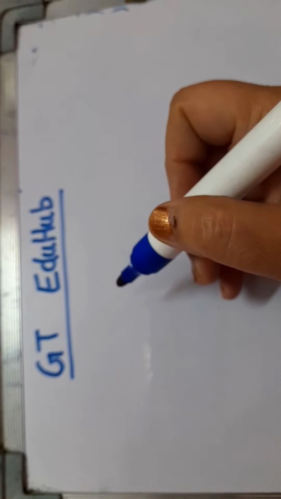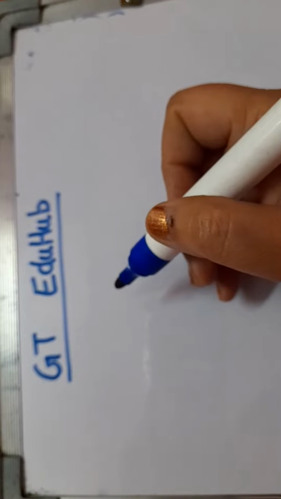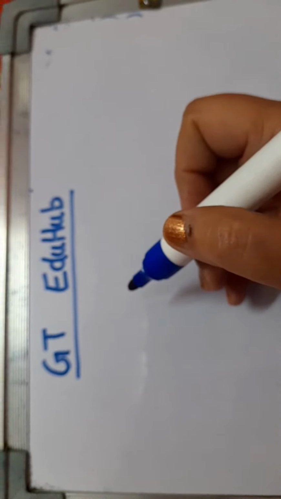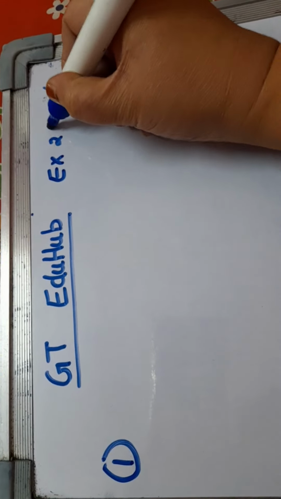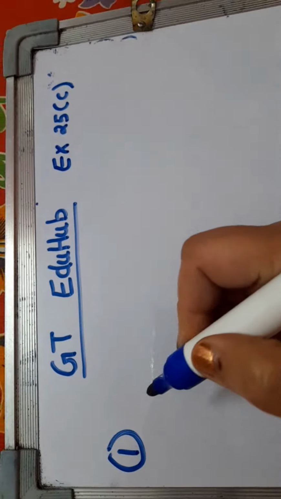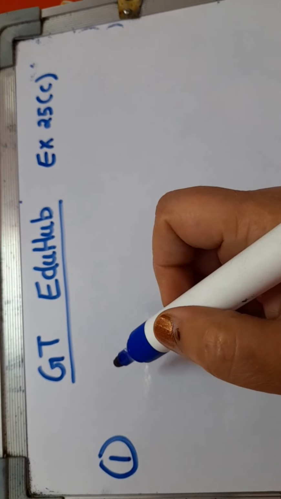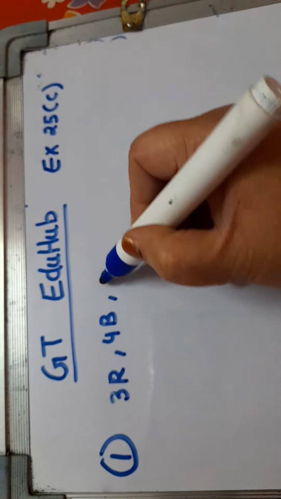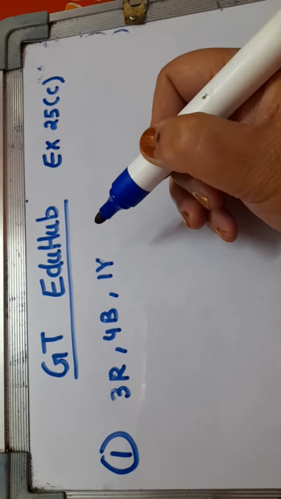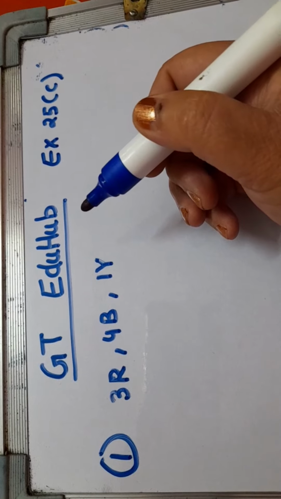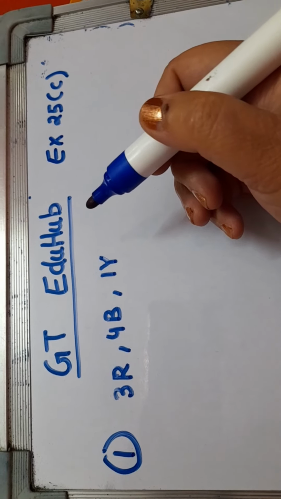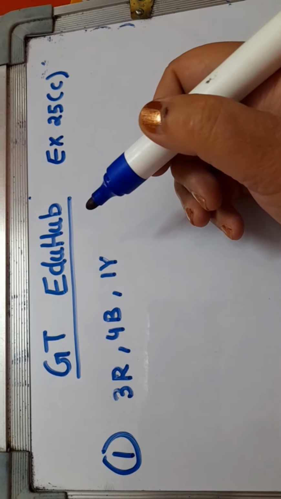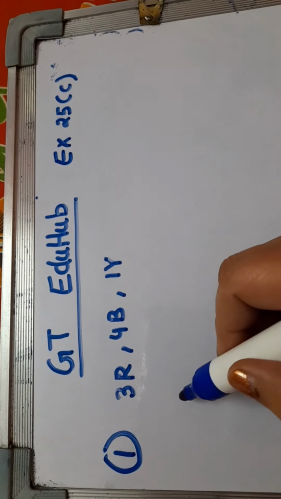In this video, I will solve the questions of exercise 25C of Selina Publishers ICSE 10. First question is from exercise 25C. A bag contains 3 red balls, 4 black balls and 1 yellow ball. All the balls being identical in shape and size, if one ball is taken out of the bag without looking into it, find the probability that the ball is yellow.